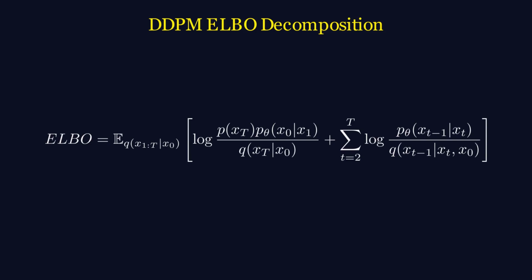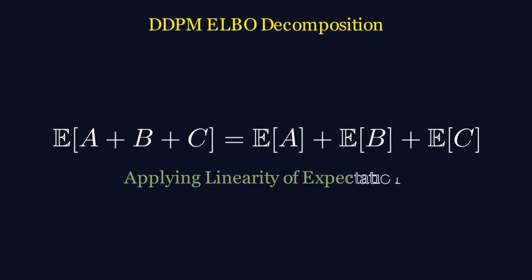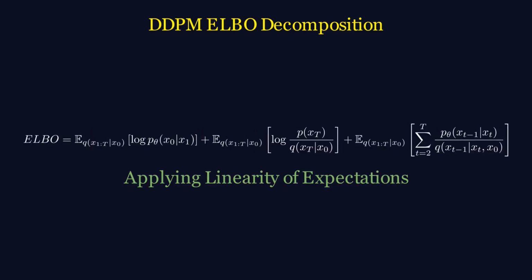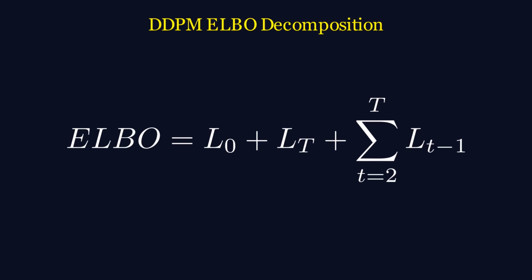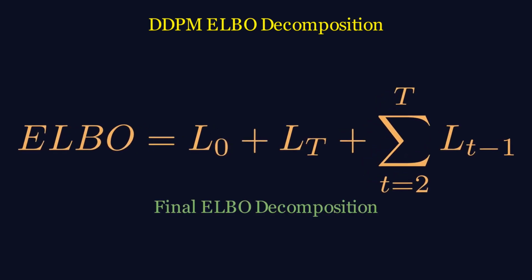Also the last term, since we are dealing with sums of logarithms, the underlying structure represents a product of ratios. We convert the product back to a summation for easier computation. Thus, using linearity of expectations, we can split this into three separate losses, L0, LT and a sum of intermediate terms. Each has a specific role.